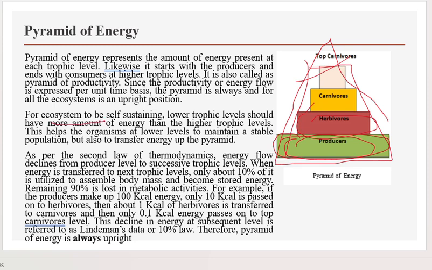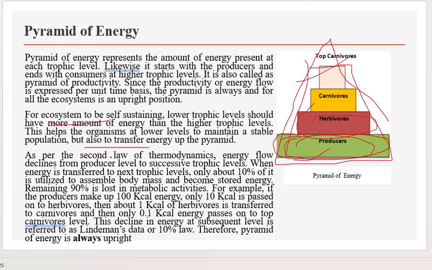Okay, for an ecosystem to be self-sustaining, the lower trophic levels should have more energy than higher trophic levels. To maintain the ecological balance or self-sustain, the lower trophic level, that is producer, should have high energy as compared to other trophic levels. To maintain a stable population, it also transfers energy up the pyramid.